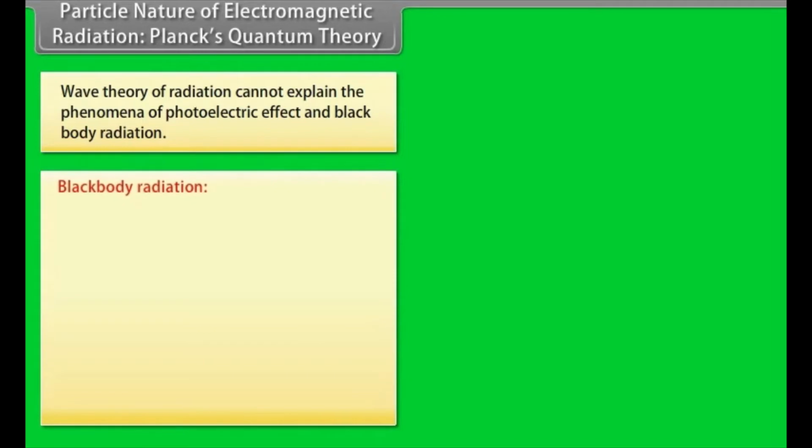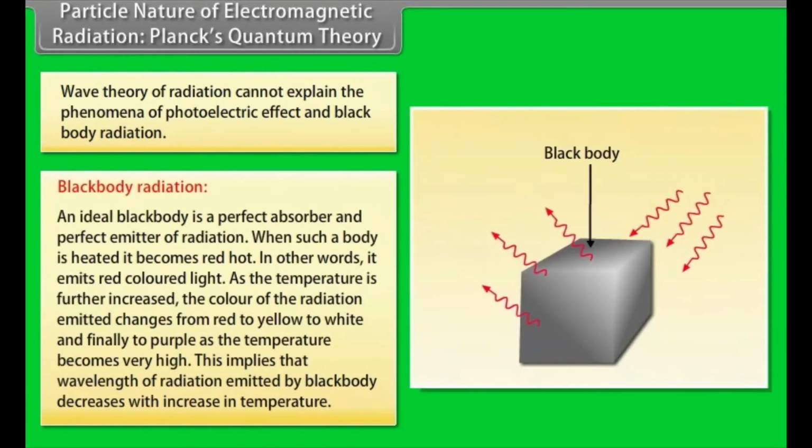Black body radiation. An ideal black body is a perfect absorber and perfect emitter of radiation. When such a body is heated, it becomes red hot. In other words, it emits red-colored light. As the temperature is further increased, the color of the radiation emitted changes from red to yellow to white and finally to purple as the temperature becomes very high.